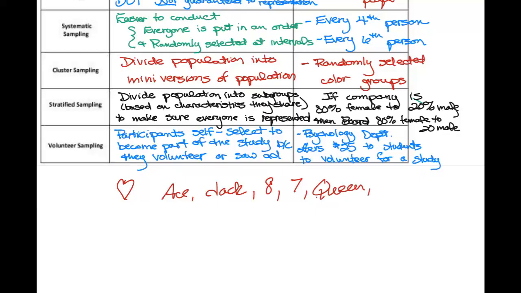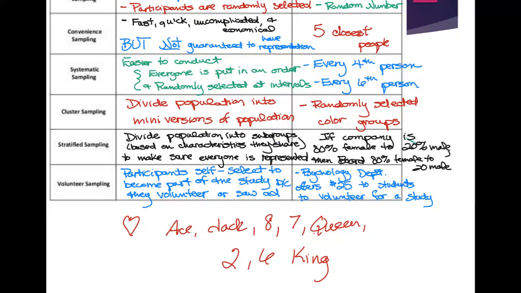Okay. Any other hearts on this side? All right, Riley? 2 of hearts. 6. Any other hearts on this side? Yeah. A what? King. Okay. Any other hearts? All right. I was trying to think.